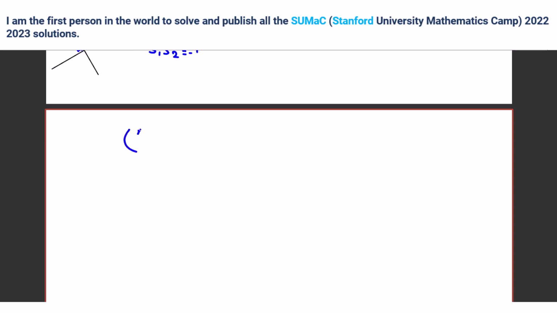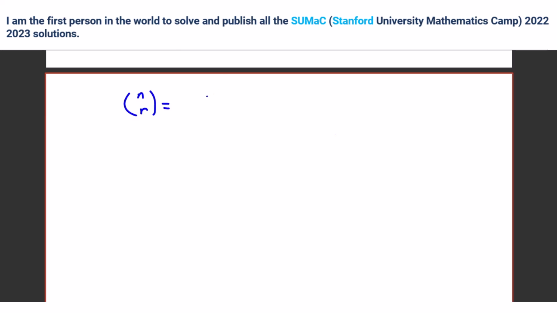And by Pascal's identity, n choose r is what? N minus 1 choose r plus n minus 1 choose r minus 1. Good job. Here we select him. Here we don't select, right? Yeah, okay. Okay, thank you. No, I checked important things.